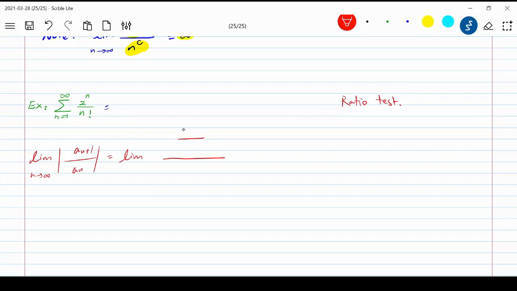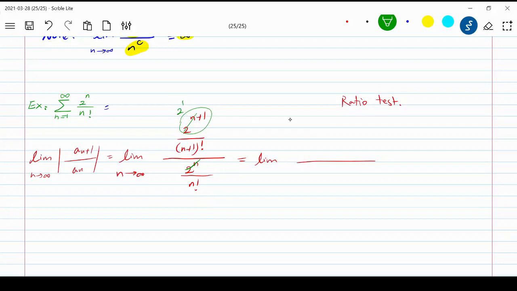a_(n+1) would be 2 to the power n plus 1 divided by (n plus 1) factorial, divided by 2 to the power n over n factorial, as n approaches infinity. And in this case, we can simplify it. You can cancel out 2 to the n with 2 to the n, and in the numerator you are left with 2 to the power 1. So basically, you have 2 to the power 1 multiplied by n factorial divided by (n plus 1) factorial as n approaches infinity.